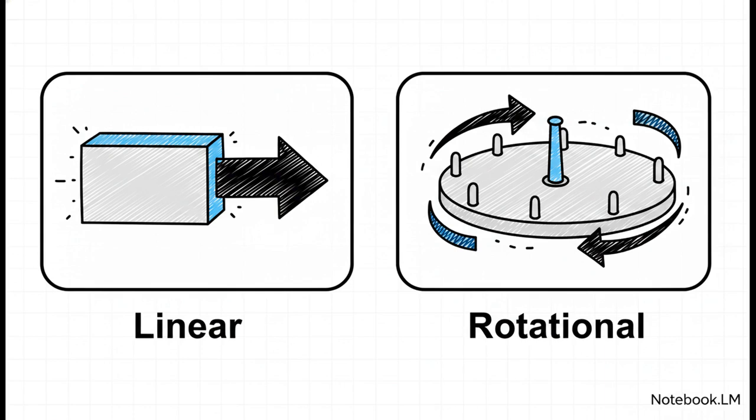You can just think of force as a straight push, but on a merry-go-round, you don't push straight, you push in a circle to make it spin. So in rotational motion, we replace force with torque, symbolized by the Greek letter tau. Torque isn't a push, it's a twist.